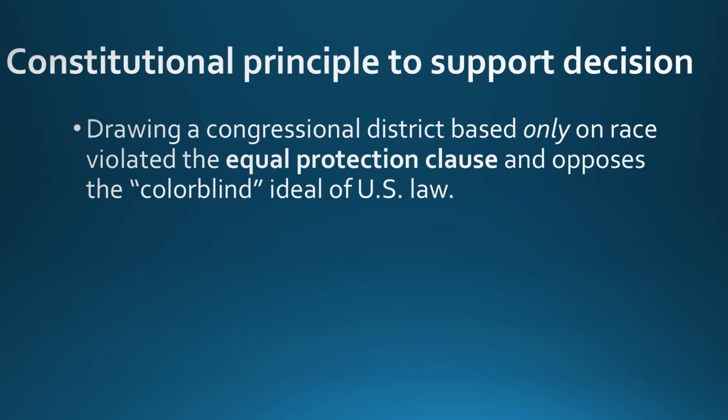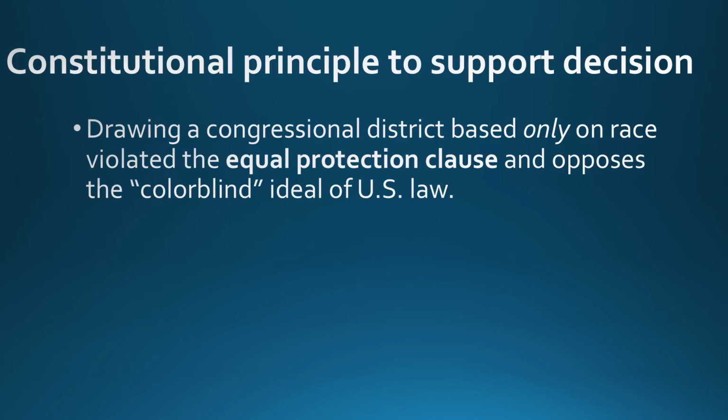And the principle that they used from the Constitution to support this decision was that drawing congressional districts based only on race violated the Equal Protection Clause and opposes the colorblind ideal of U.S. law. All right, there's actually a lot to unpack in that short little sentence. So we have where gerrymandering is allowed. So you can draw it to help incumbents, you can draw it to help your party, you can draw it to do all these different things. But now we're saying, well, doing it based only on race is not allowed. And we're saying that it violates the Equal Protection Clause.